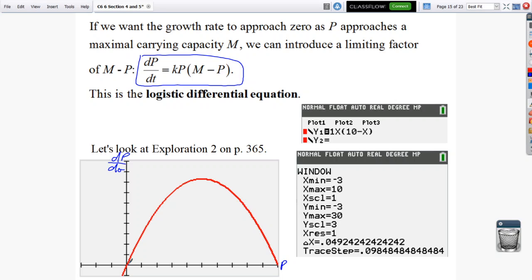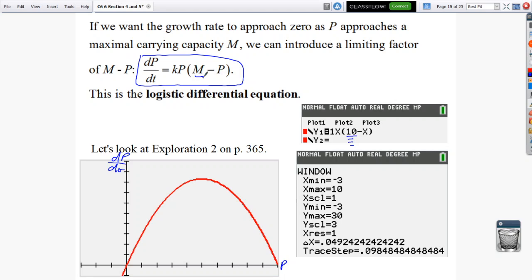Up here, we have our population is darn near, actually, man, what is that? I can see right up here, my x max is 10, right? And my x scale is 1, so 1, 2, 3, 4, 5, 6, 7, 8, 9, 10. Well, that's odd because that 10 pops up right here. That 10 is my maximal carrying capacity.